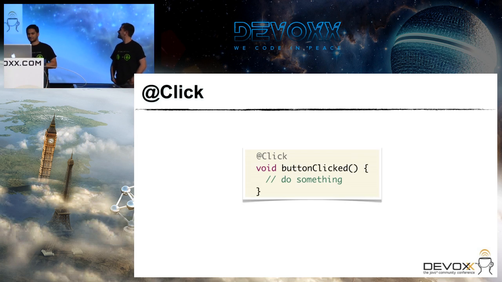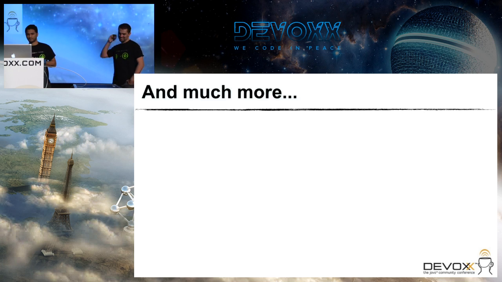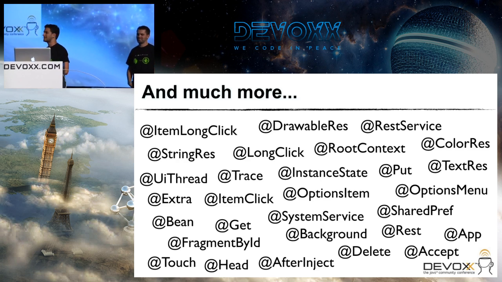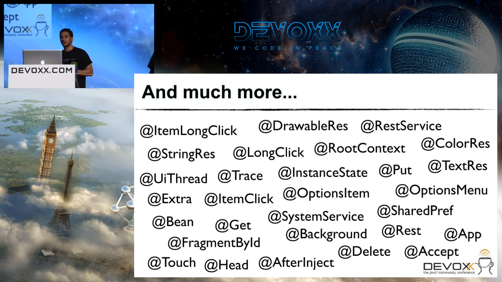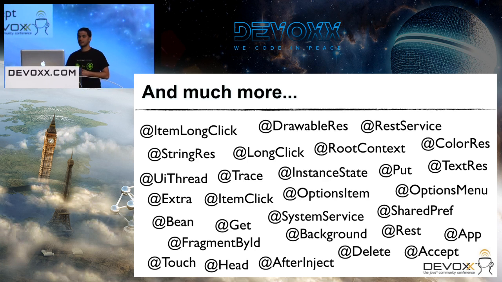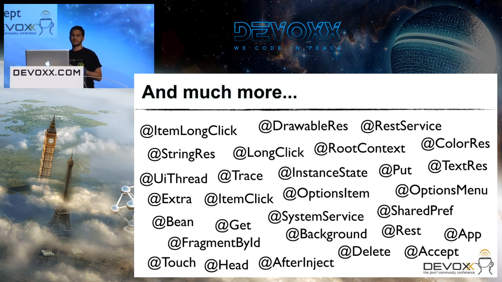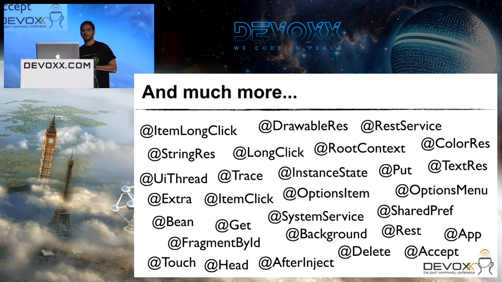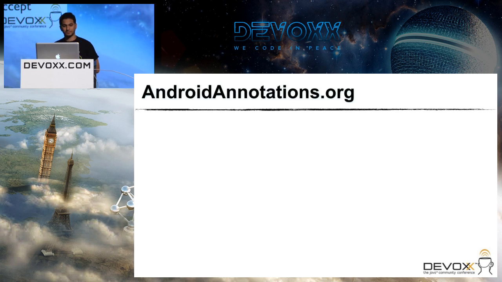We have seen only 2 annotations, but there are more than 70 annotations in Android Annotations. To inject resources, you have the DrawableRes, the ColorRes, or the DimensionRes. To handle events, you have ItemLongClick or LongClick, so there are many more.